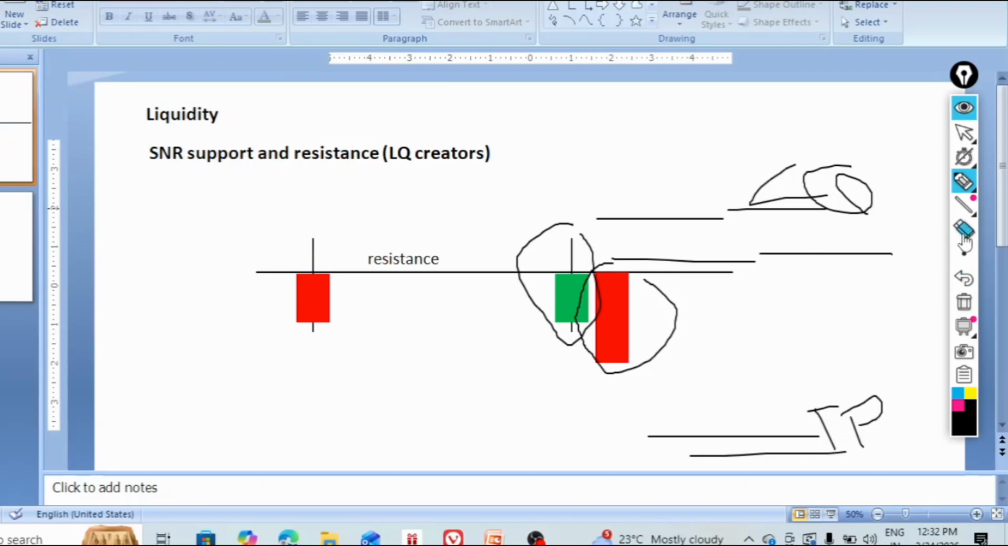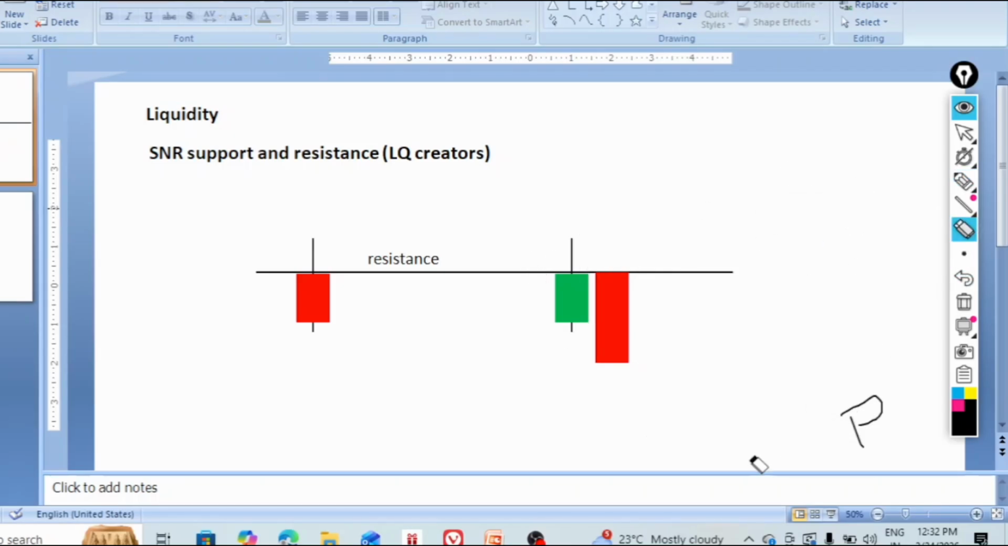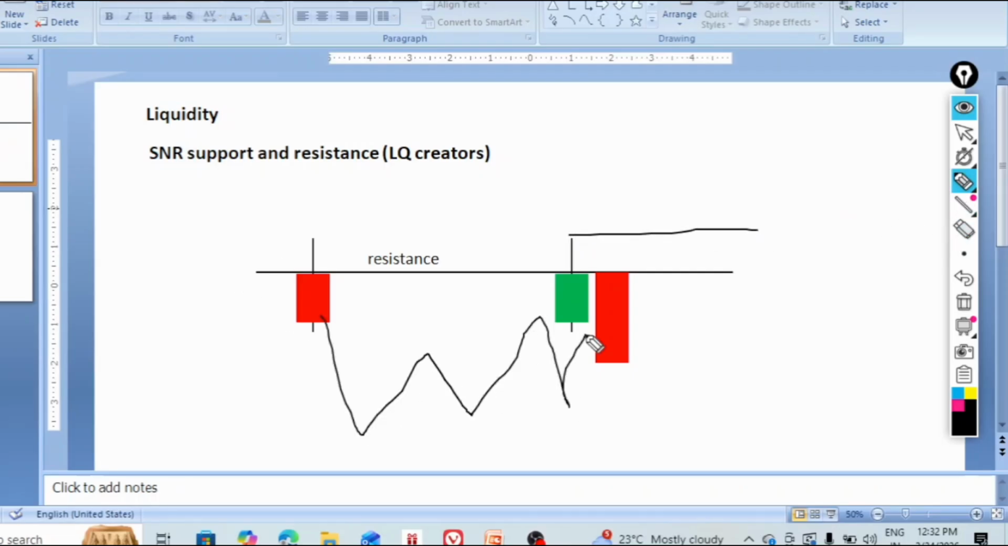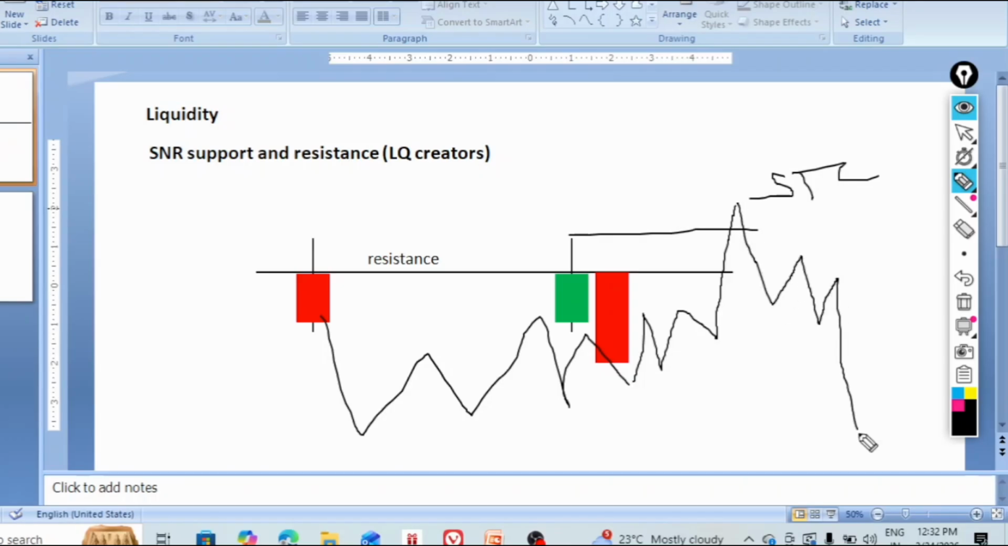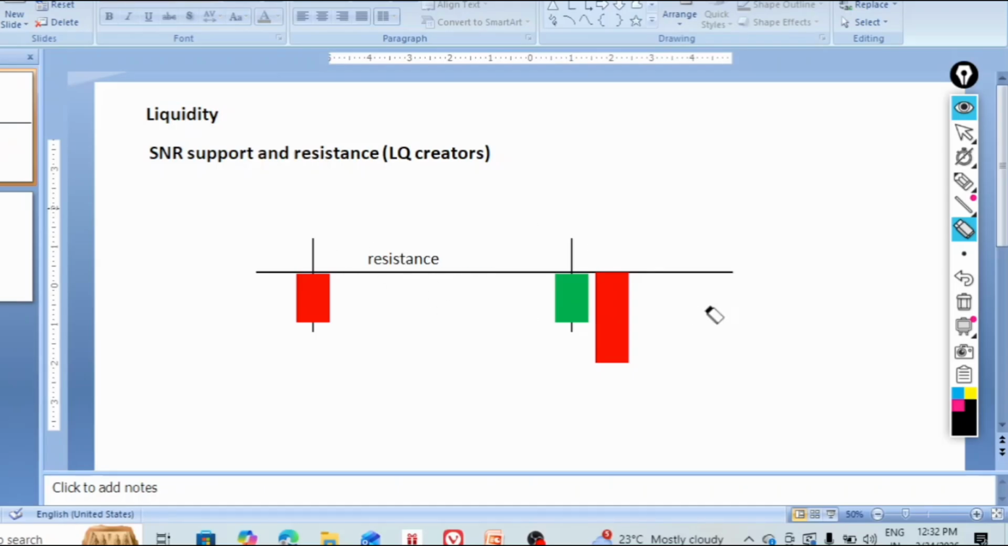So what the market will do here is that this is the liquidity. The market will go and hunt all these stop losses, and after that the market will reverse. So this is how support or resistance creates liquidity. That's how liquidity is created in the market.